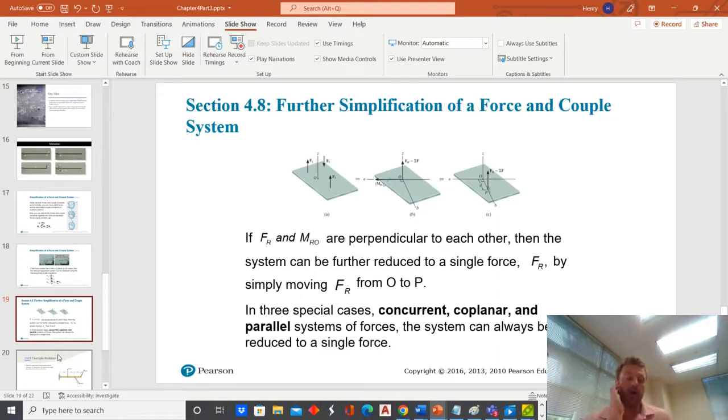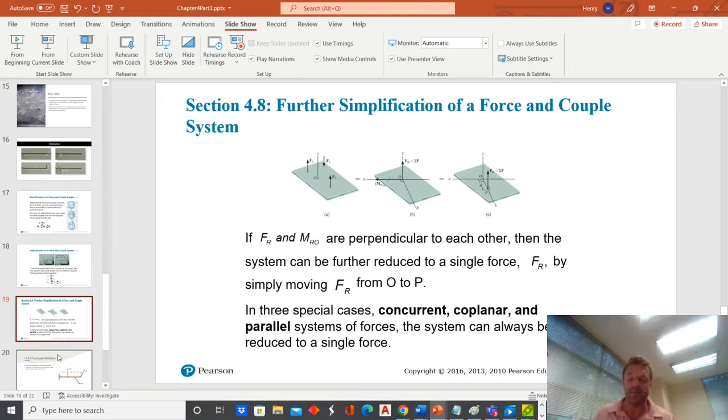One thing to keep in mind, you can always reduce any complex systems of forces and couples acting on a body to a single force couple system at a particular point. However, in certain cases, you can go even further. You can reduce the entire effect to that of a single force. And we're going to look at an example of one of these as well in a moment.